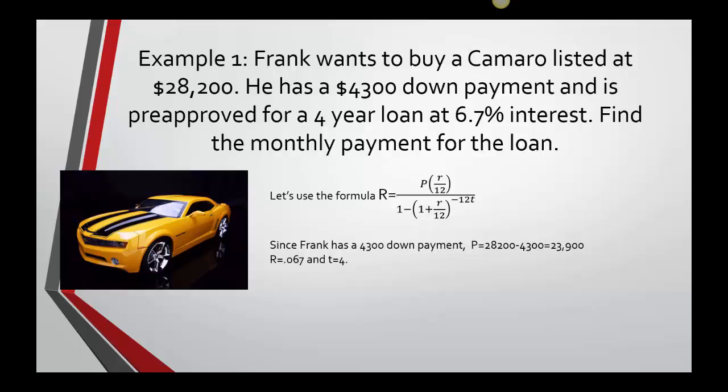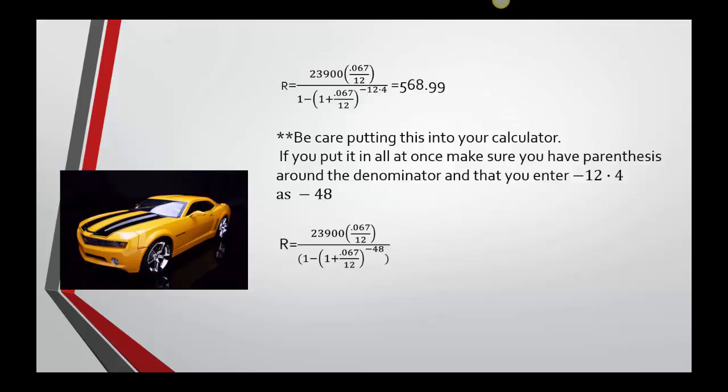All right, so I'm going to use the formula that we see in our book, and let's just stick in the right amounts. So to start, I need to know what P is. Well, P is the amount he's going to finance. So I have to take the asking price of the car and subtract the $4,300 to get $23,900. R, the 6.7%, would be 0.067, and my time is 4 years. So let's go ahead and plug all of that in. So here's what it'll look like when you put it in.